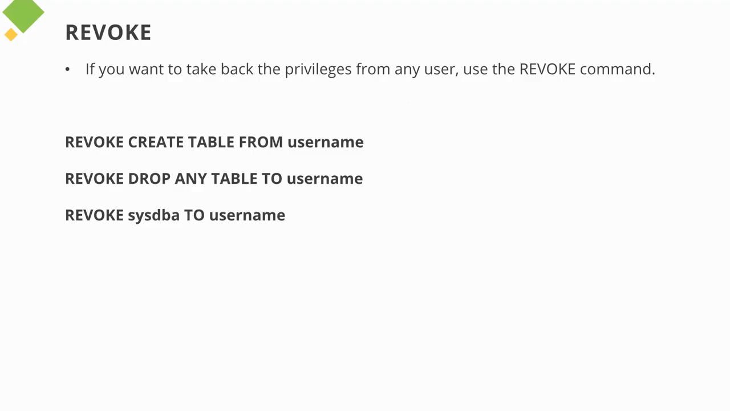Now to revoke, I can take back my privileges by simply using the revoke command. Revoke this create table privilege from this particular username, or revoke the system DBA. I need to change the system DBA for my system, so I'll say revoke DBA from this username. So we'll be revoking the permissions.